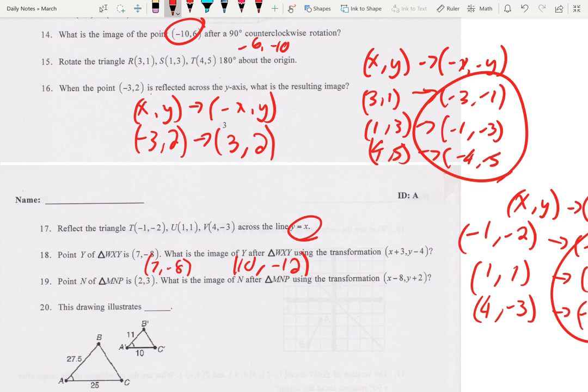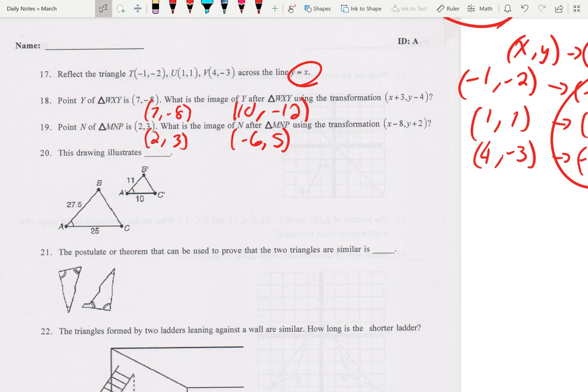Do the same thing in number 19. We're going to subtract 8 from x. So our x value is 2. So if you subtract 8, then 2 minus 8 is going to become negative 6. We're going to add 2 to y. So if you add 2 to 3, the y value, then 3 plus 2 makes 5. So our answer is (negative 6, 5).